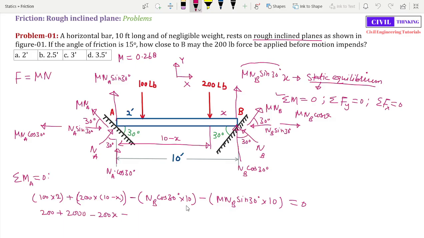Cos 30 multiplied by 10 is 5 root 3, okay? Now we have 5 square root of 3 multiplied by Nb, negative. Now this is mu, and the value of mu is 0.268, okay? I will multiply mu with sine 30 and 10. I will calculate these values. So let me use the calculator.